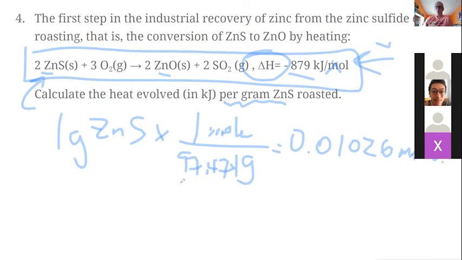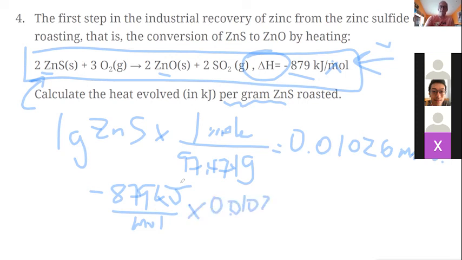So we know that in this reaction, it releases minus 879 kilojoules for every mole. So then all I have to do is multiply that by 0.01026 moles.